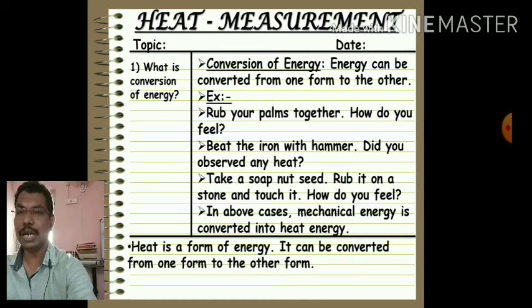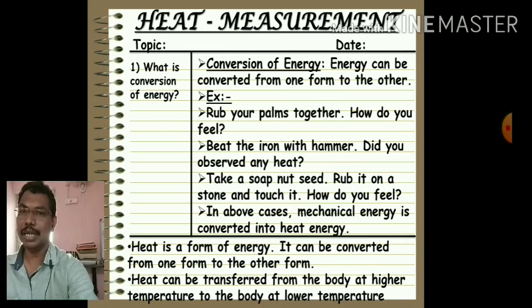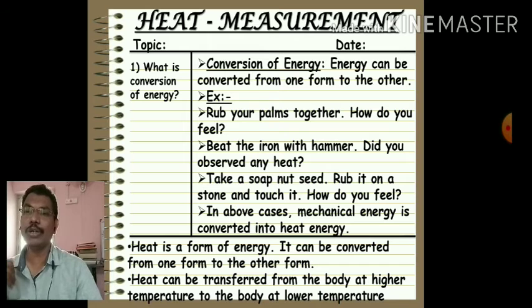So heat is a form of energy. It can be converted from one form to the other, and heat can be transferred from a body at a higher temperature to a body at a lower temperature. This is the basic difference between heat and temperature. Heat is a form of energy and it transfers from one body to the other. And what decides the transfer of heat? Yes, definitely it is the temperature which decides the heat energy to move from one body to the other.